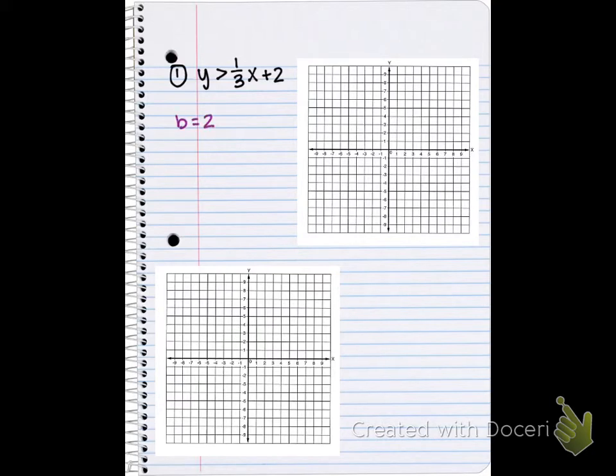All right, so let's plot this y-intercept. That means we look at our y-axis and we see where our y value is 2, and that would be right here.